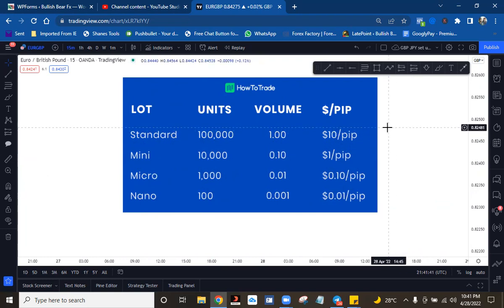Let me give a summary and a recap. Standard lot size, each pip you're risking $10. Mini lot size, each pip you're risking $1. Micro lot size, each pip you're risking 10 cents.